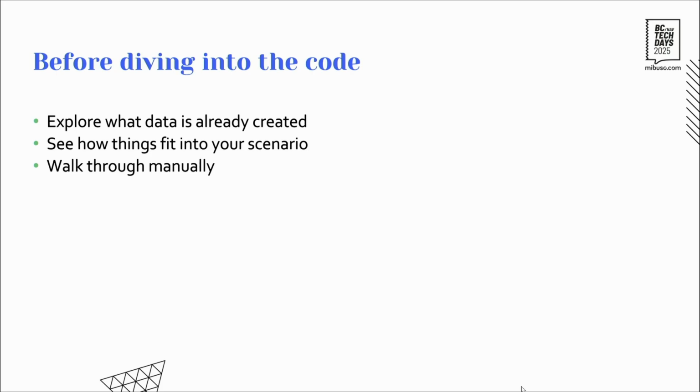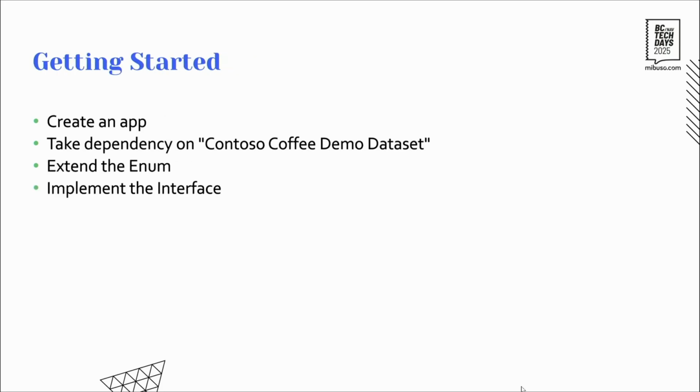And work through the scenario you want to build manually. Create a customer, create an item, and create a sales order using that customer and those items. This way you have a clear understanding of what data you need to create. Now let's dive into the code.